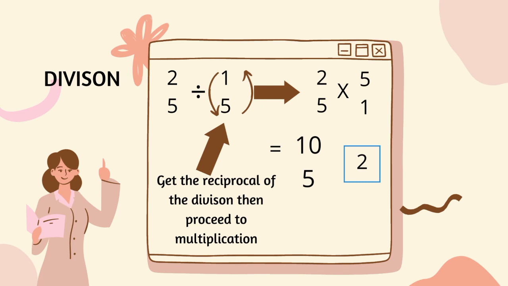Yung division, syempre divide lang yan. So, gagawin natin, yung 2 over 5 natin, divided by 1 over 5. So, ang gagawin natin siya, pagbabalik rin natin siya sa LCM pagdating dito. So, mangyari 2 over 5 times 5 over 1. So, ang naging sagot natin is 10 over 5. Kasi ginawa natin, 5 times 2 is equal to 10. 5 times 1 is equal to 5. So, sinimplify natin, nakuha natin is 2. Etong 1 over 5, why natin binaliktad? Getting the principle of division, then proceed to multiplication.